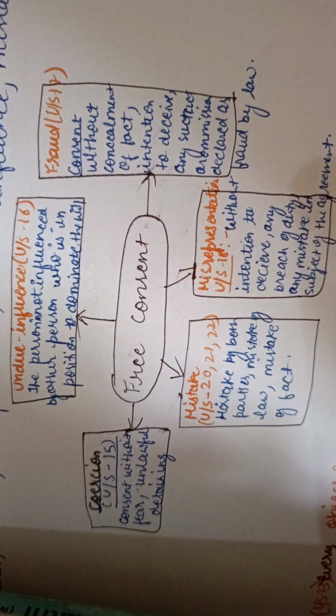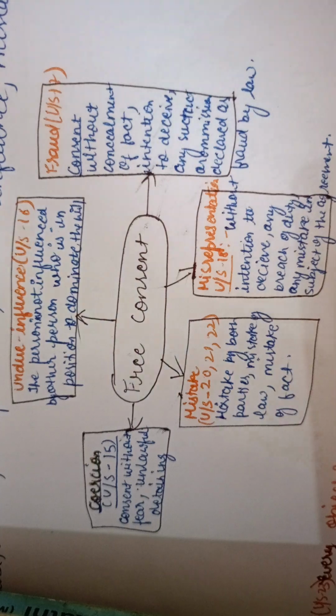Section 14 defines free consent, where consent is said to be free when it is not caused by coercion, undue influence, fraud, misrepresentation, or mistake. Here it is a negative definition: free consent is a consent that is free from these five elements. Consent is said to be caused when it would not have been given but for the existence of such coercion, undue influence, fraud, misrepresentation, or mistake.